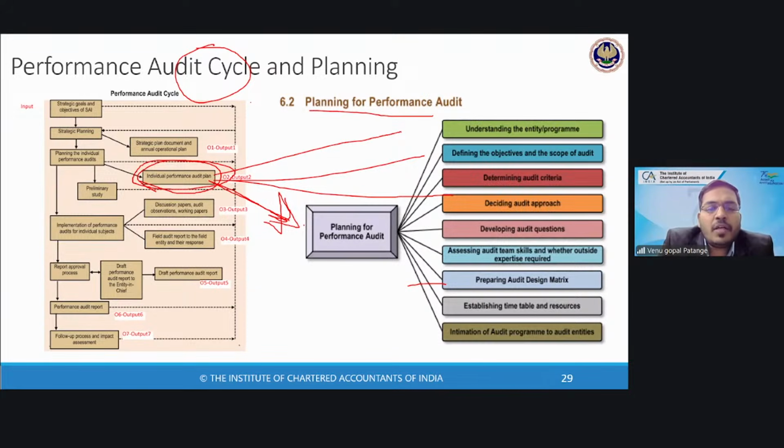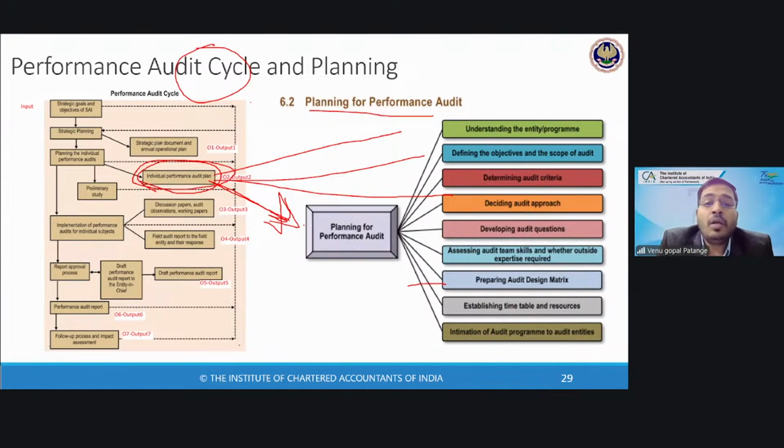You have the Supreme Audit Institution, nothing but the C&AG. The C&AG has some goals and objectives defined as per the articles. So it has goals and objectives, right? That is the starting point. That is the input, based on which they'll make very high level strategy planning.